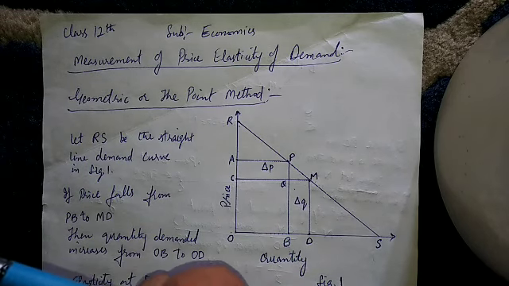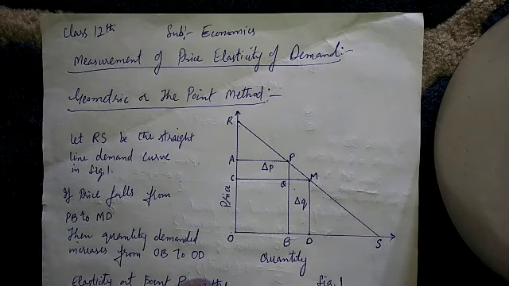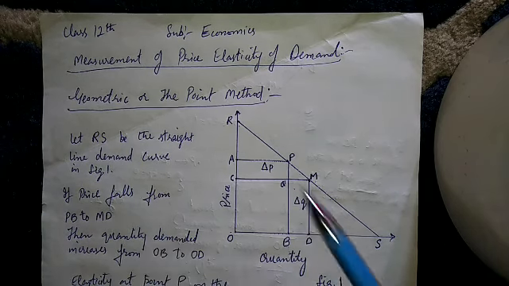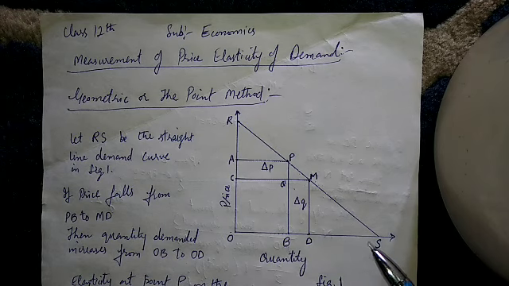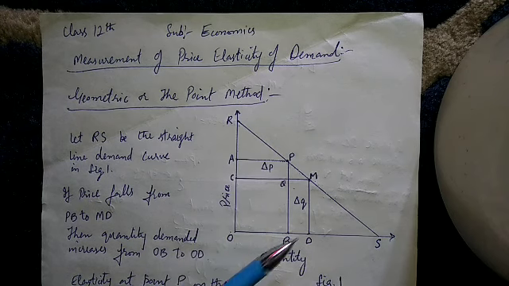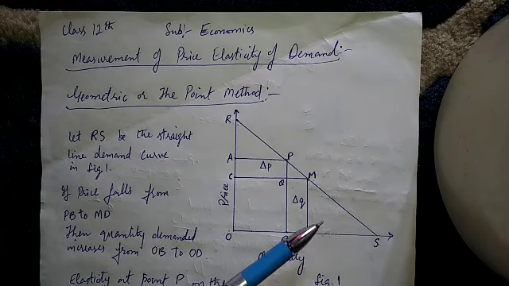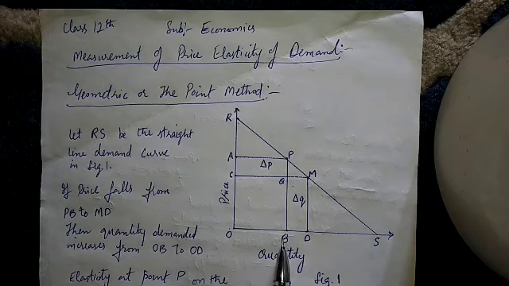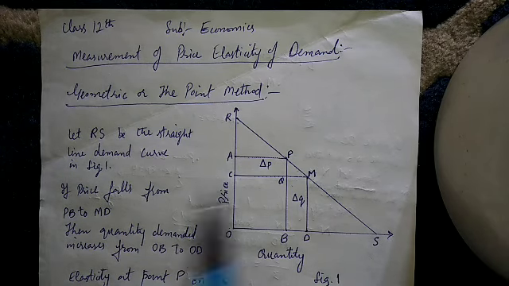Marshall devised a geometric method for measuring elasticity at a point on the demand curve. Let RS be the straight line demand curve in this figure 1. If the price falls from PB to MD, then the quantity demanded increases from OB to OD.